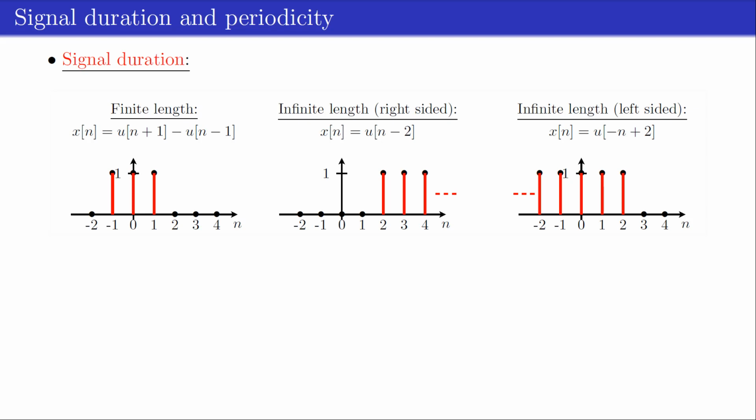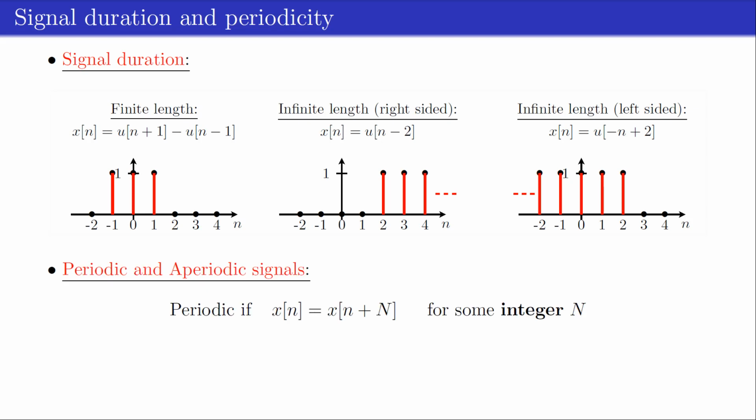Finally, an infinite length signal that is neither right-sided nor left-sided is referred to as a two-sided sequence. A discrete time signal may always be classified as either periodic or aperiodic. A signal x[n] is said to be periodic if, for some positive integer capital N, x[n] is equal to x[n plus N] for all indices n.